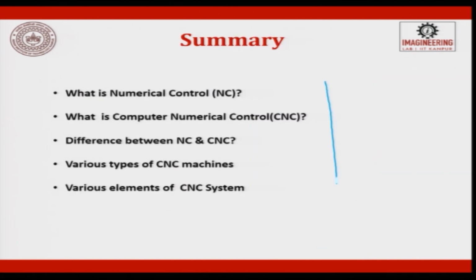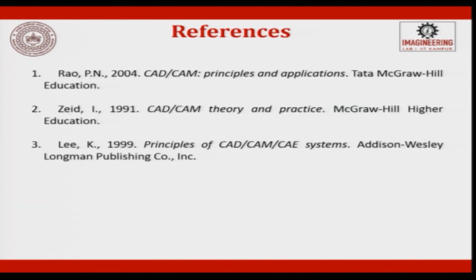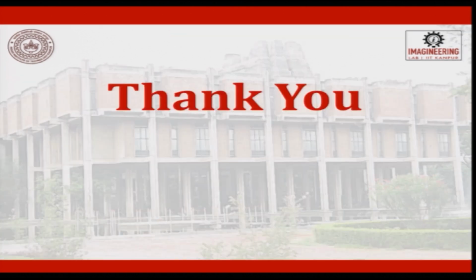So, to summarize what we have covered in this lecture, we have seen what is numerical control, NC, what is computer numerical control, the difference between NC and CNC, various types of CNC machines, and various elements of NC and CNC machines. These are the references which we have used, and thank you very much.